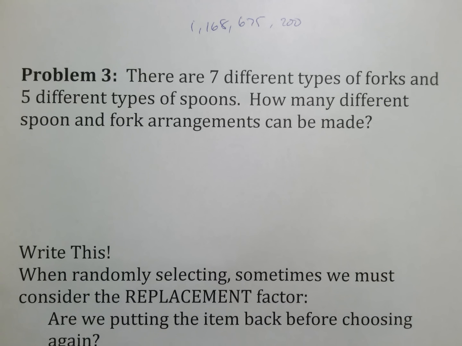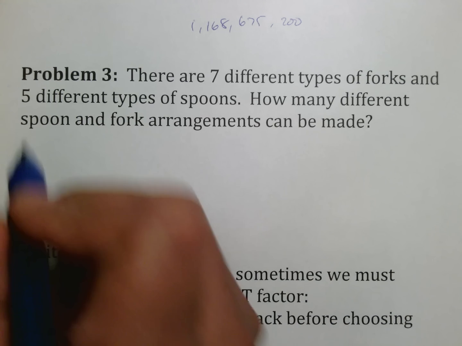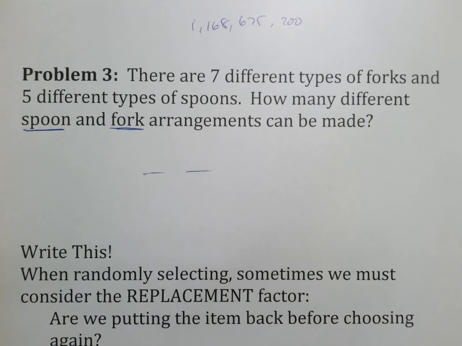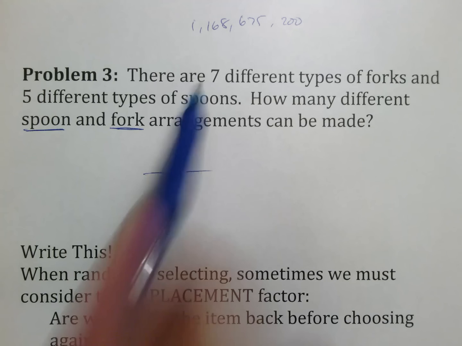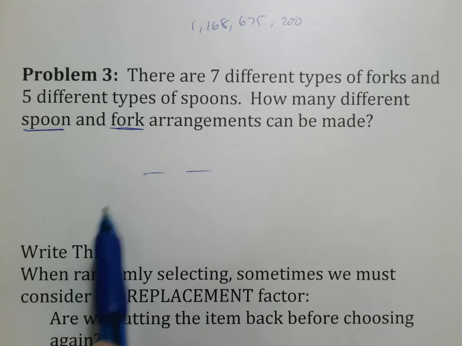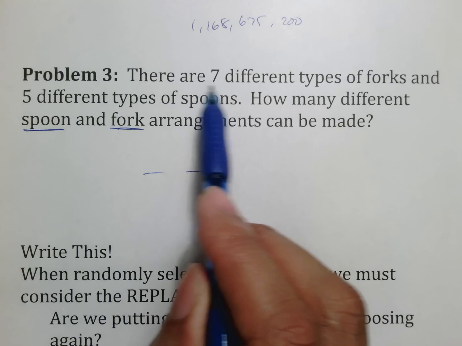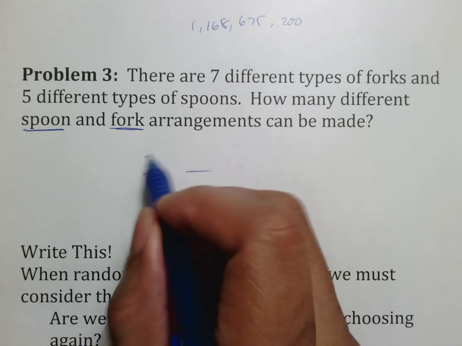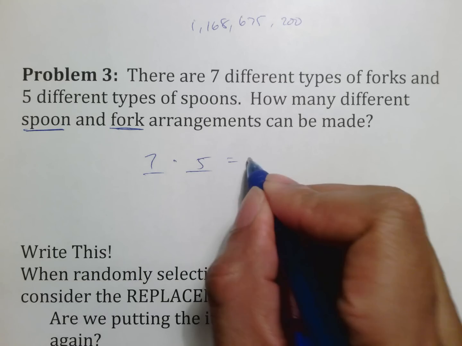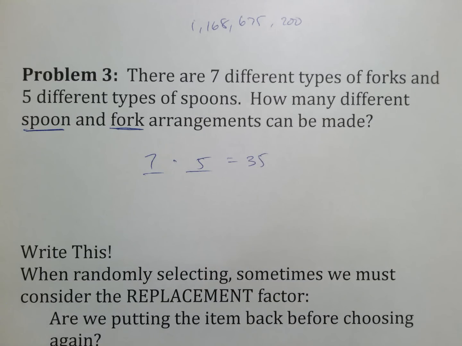There are 7 different forks and 5 different spoons. How many spoon fork arrangements can be made? Think about how many choices I am going to make. I am choosing a spoon. I am choosing a fork. Those are the only 2 choices I am making. I am not choosing 7 forks, 5 spoons. I am choosing 1 spoon, 1 fork. Well, for forks, I'm going to have 7 different choices there. For spoons, I have 5 different choices there, which gives me a total of 35 choices.